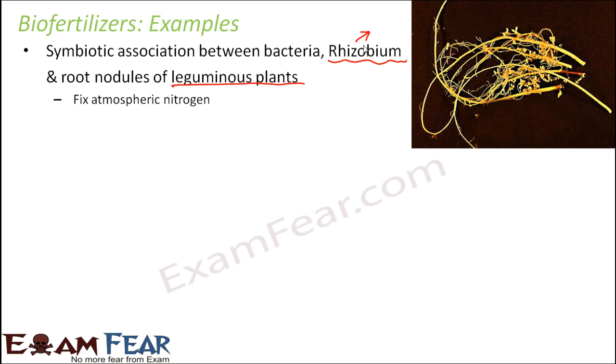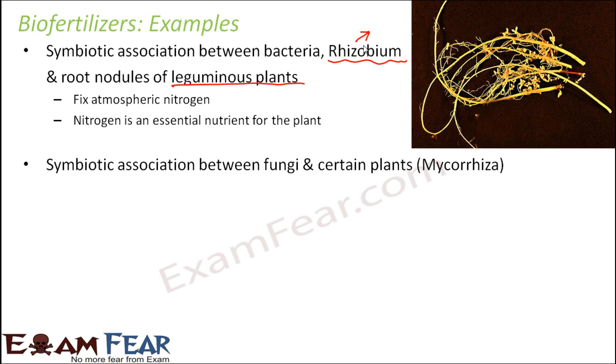So it fixes the atmospheric nitrogen, and that is how we can say that rhizobium acts as a biofertilizer, because it is enriching the quality of the soil by adding nitrogen to the soil, and that is how it will help in the growth of the plant as well. So rhizobium is a biofertilizer. So similarly, as I said, nitrogen is an essential nutrient for the plant.